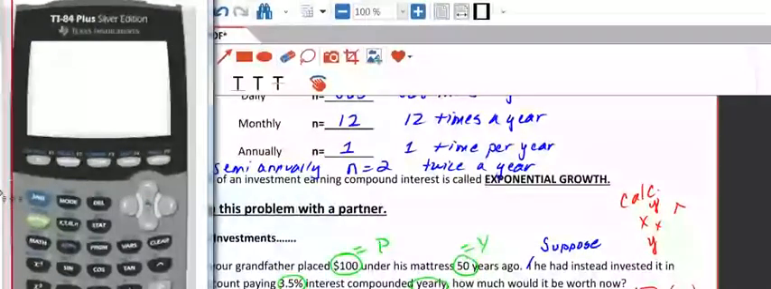Okay, let me show you how you could do this on your calculator. I would take the 1 plus 0.035 divided by 1. So 1 plus, oh, it's not going to work. All right, that's not working. All right, plan B.